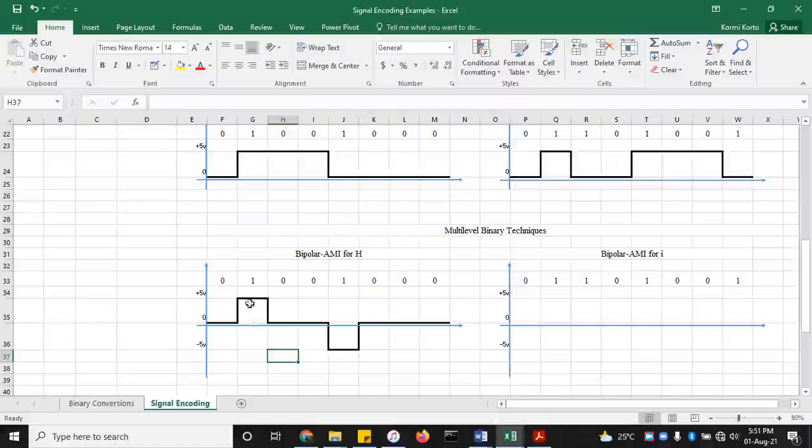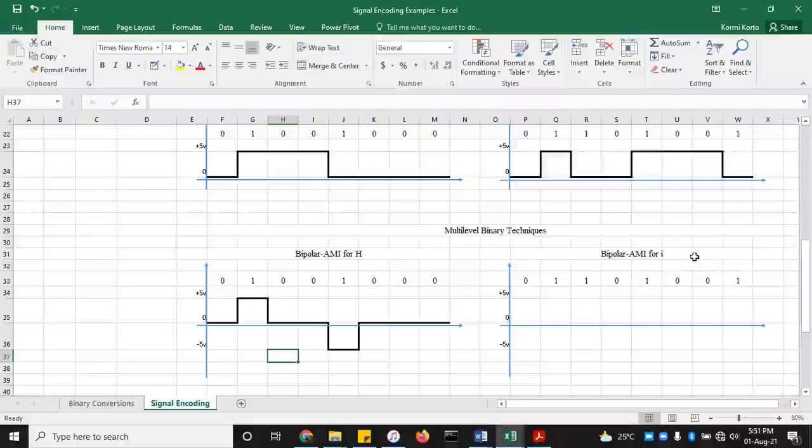Okay, so the alternation only happens on the on states. So if the first one is high, the next one has to be a negative, or has to switch its state completely. Okay, so in this case, a negative. And then the zeros are always level.